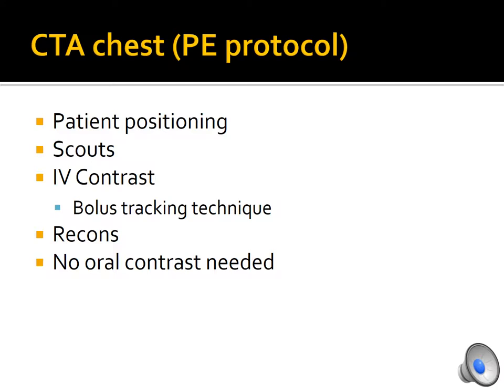contrast. So we're going to start our exam by performing AP and lateral scout images from the lung apices to just below the lung bases. Once we're ready, we are going to be injecting contrast. Basically, this is going to be using a bolus tracking technique of some kind. This is going to ensure that the proper location of our contrast is in the pulmonary arteries for the scan.